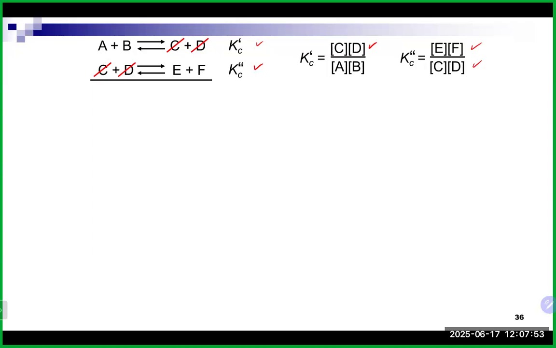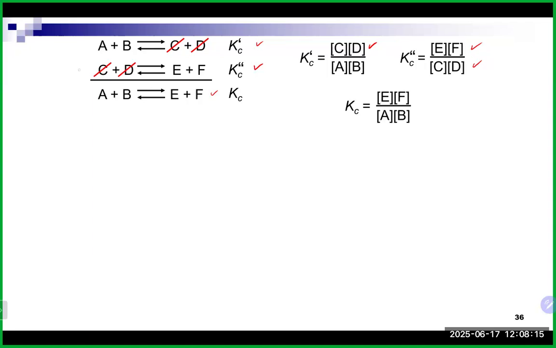And then at that point, whatever is left, everybody on the left stays on the left-hand side of the arrow, everybody on the right stays on the right-hand side of the arrow. And that would give us this overall reaction here, which we could actually write an equilibrium expression for, which would be E times F divided by A times B.